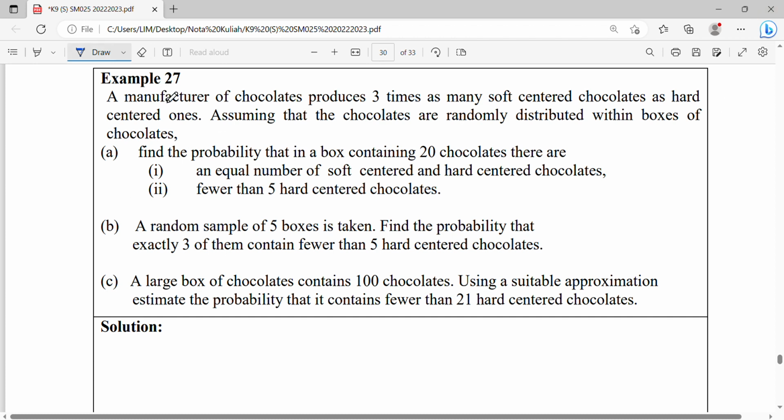Okay, a manufacturer of chocolate produces 3 times as many soft-scented chocolates as hard. So you have two situations. One is talking about soft-scented and another one is talking about hard-scented. Assuming the chocolate is randomly distributed within the box of the chocolate. So they are randomly distributed within the box. So you have to see the quantity.